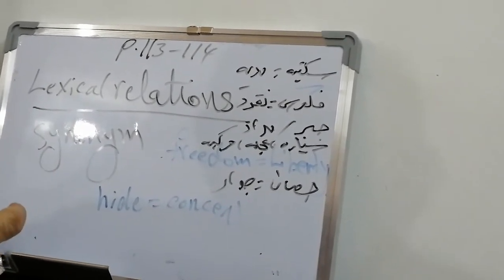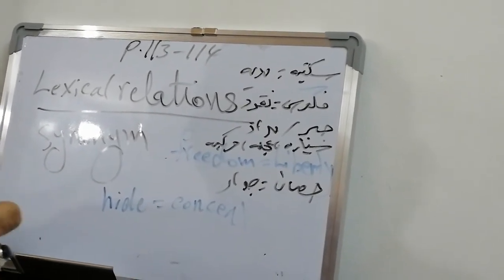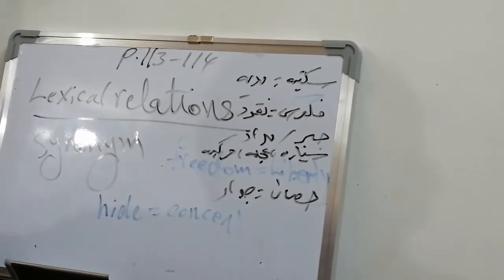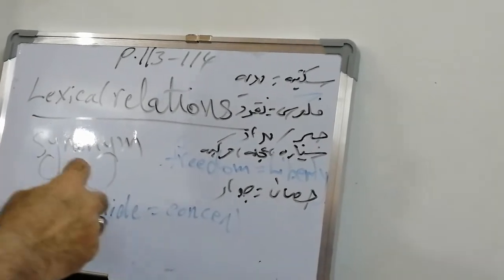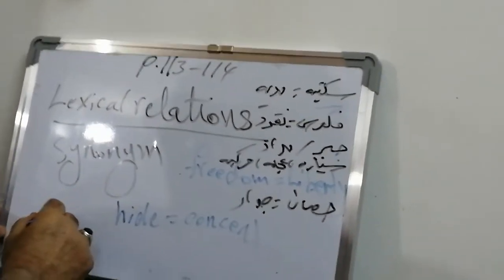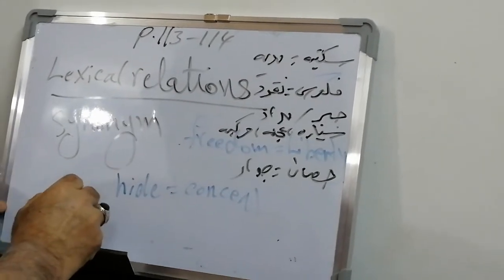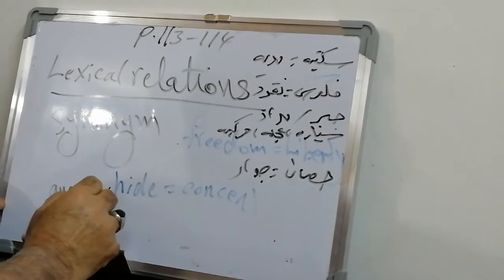How come this? Now, this can be disclosed. This can be shown through what? Through this example. For example, now let's take the word answer. What is the synonym of answer? Reply.